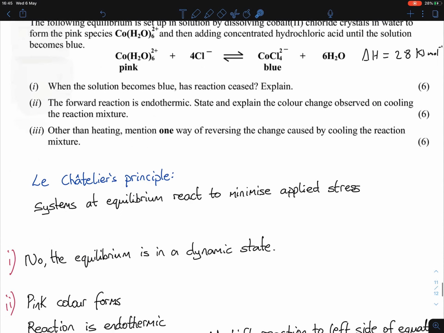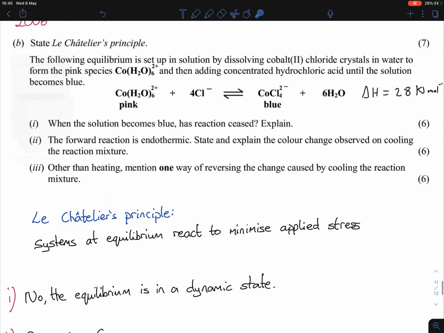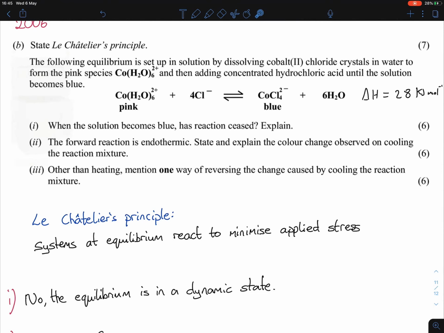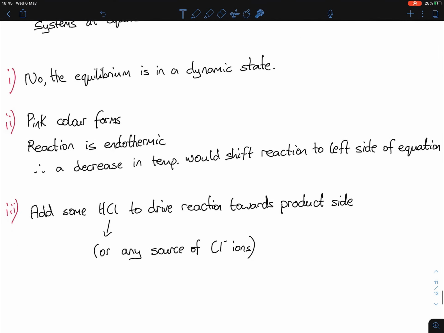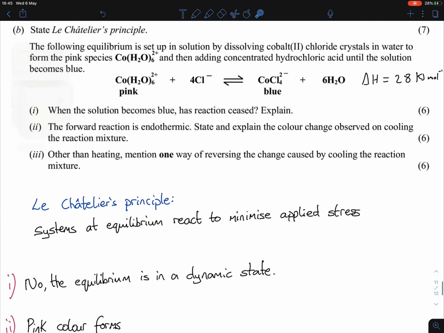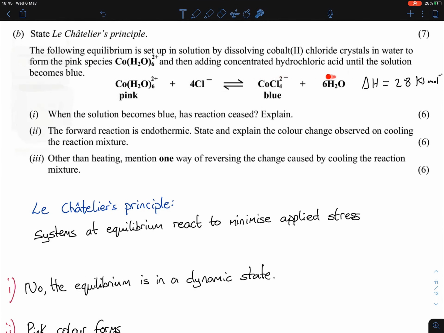Now, I should tell you it doesn't have to be HCl that we're dealing with here. I only said HCl because I have it over here. You could, in theory, add in anything else that gives you chloride anions. But HCl was the easiest because it's mentioned over here.